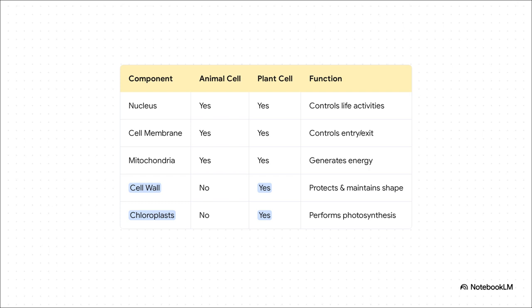But the difference, that's where it gets really interesting. Plants have this rigid cell wall for support, which is how a tree stands up so tall. And of course, they have chloroplasts, these amazing little solar panels that turn sunlight into food. These two things right here, they're what really make a plant a plant.